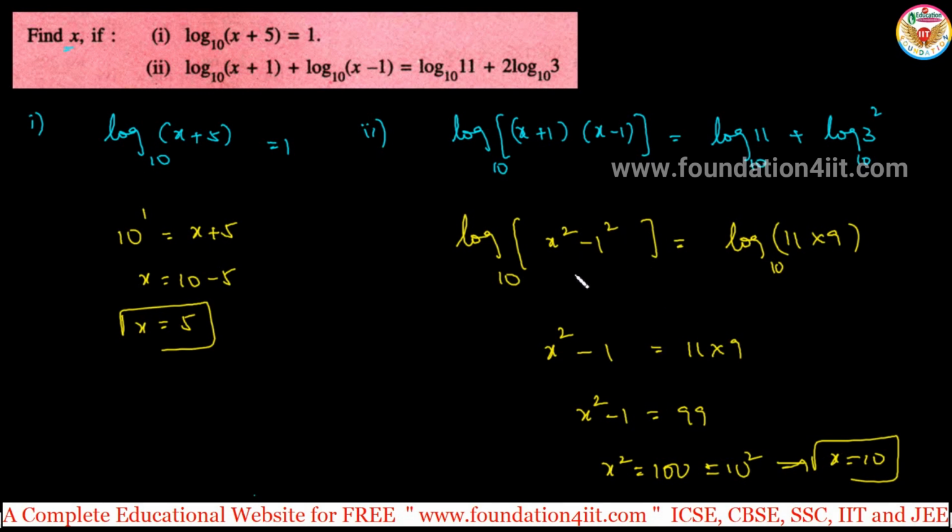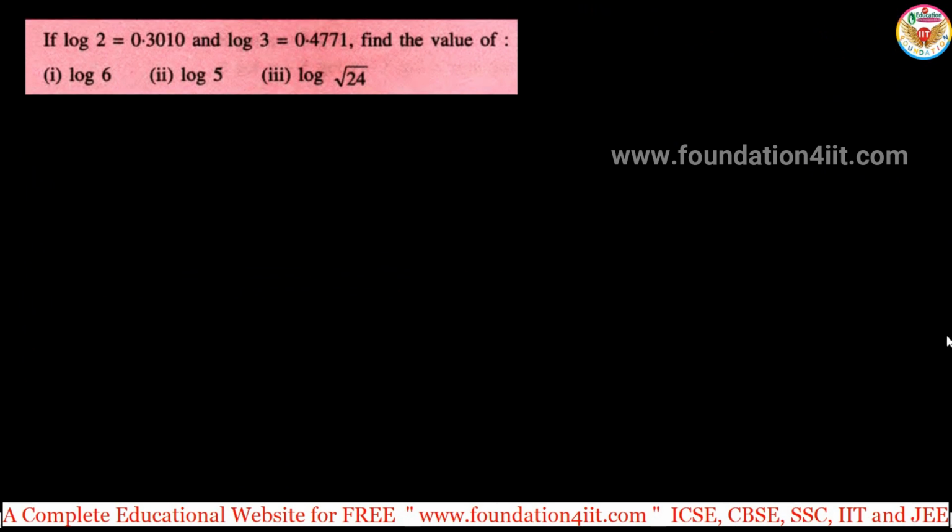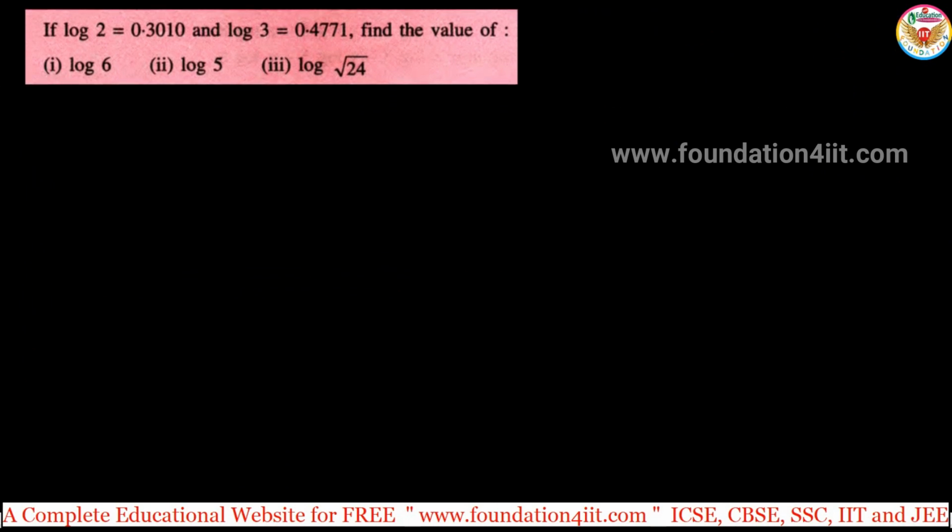So whenever the log is on either side, just don't cancel by removing it. No need to remove, just take that the values must be the same because the log has the same base. So this value is also equal. Next type of question is finding the value type.